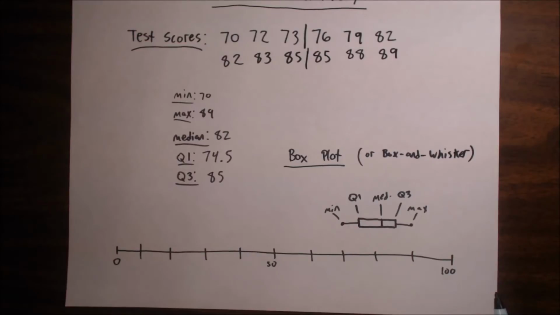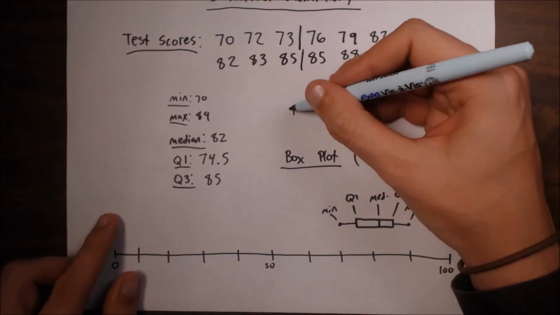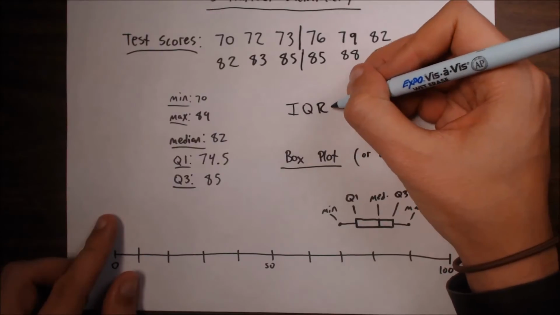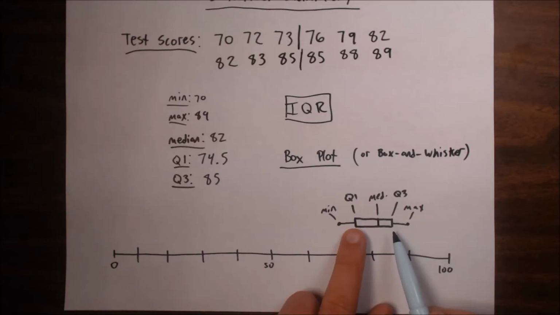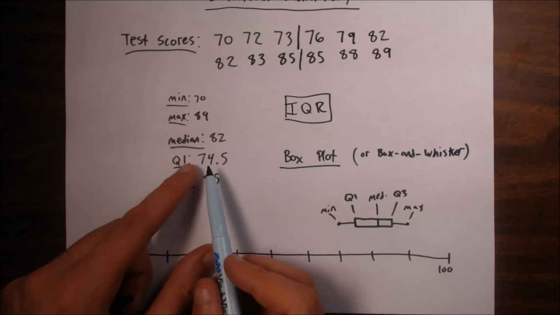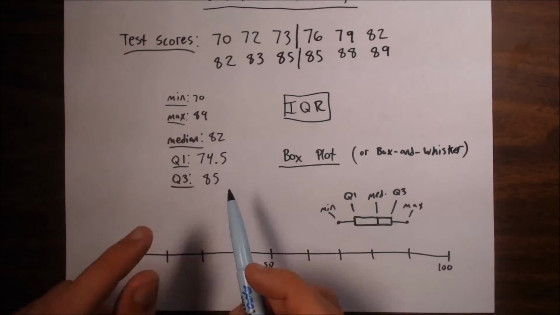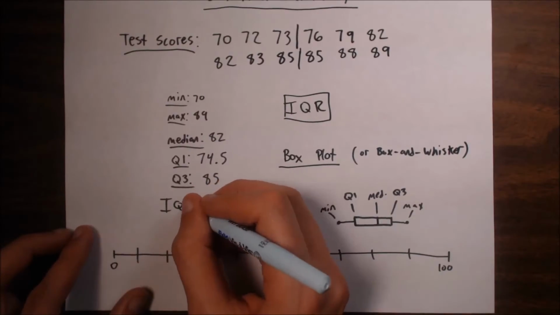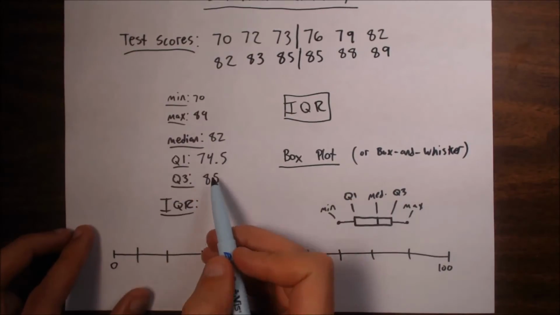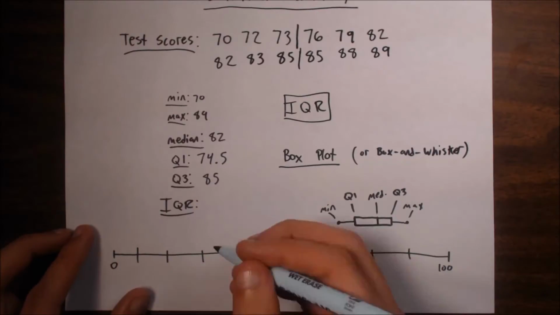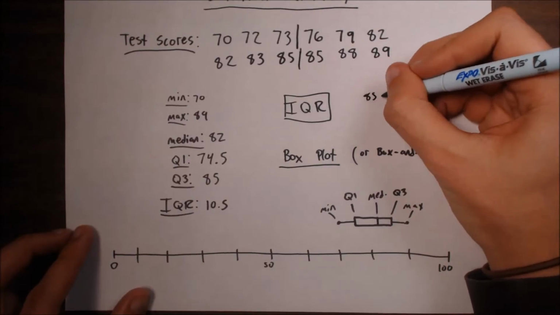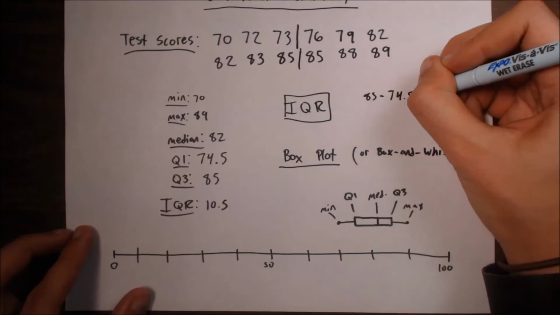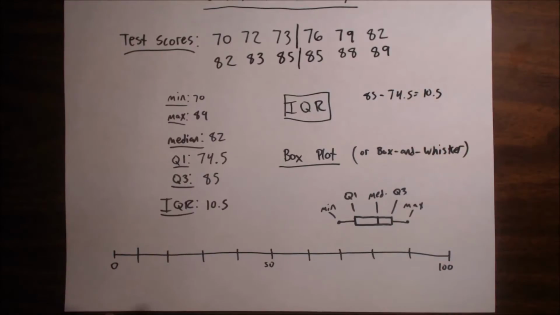And we actually call that the interquartile range, or sometimes called the IQR for interquartile range. The interquartile range is the distance between Q1 and Q3. Okay, so since Q1 is 74.5 and Q3 is 85, the IQR in this case would be the distance between those, which is 10.5. In other words, that's 85 minus 74.5. It's the distance between these, okay?